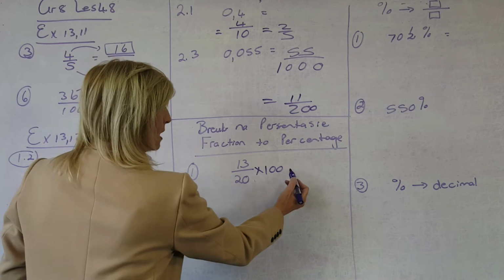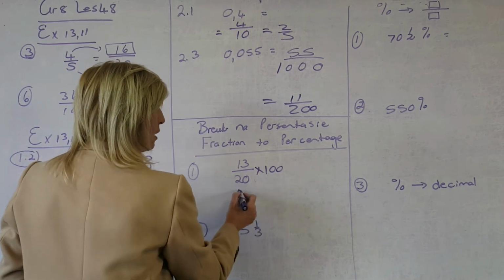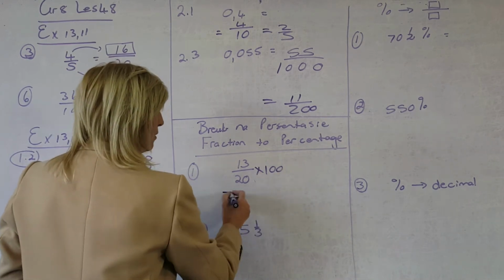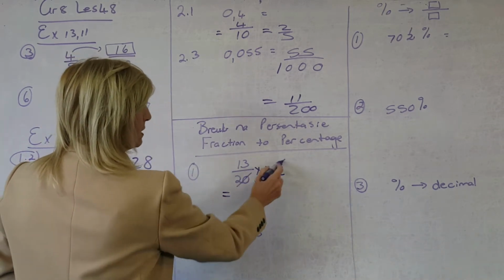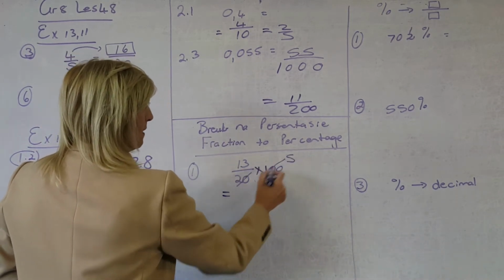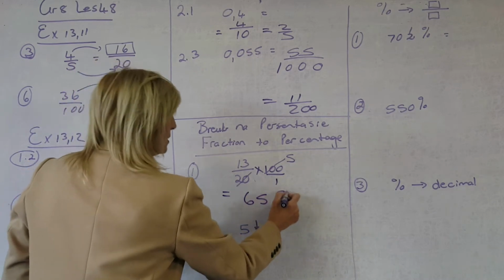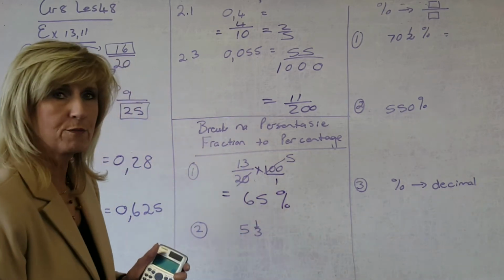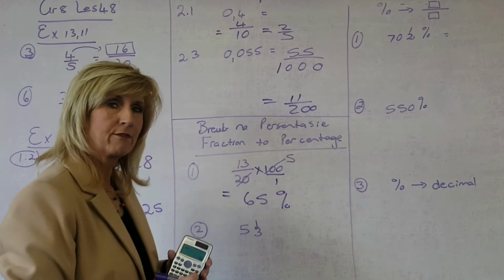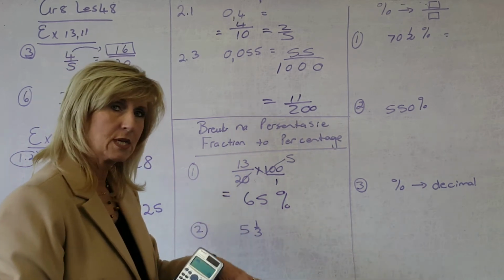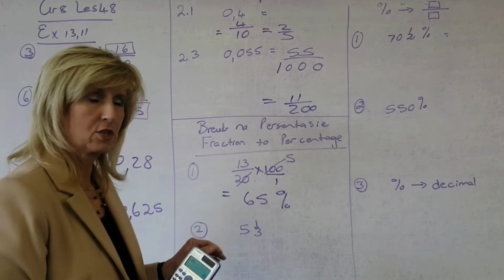That answer will be times 100. So 13 over 20 times 100. You're going to do it on the calculator or with your own brain. 20 goes into there 5 times, and that gives you 65%. And remember, if I'm asking for percentage, I need it to be in percentage.